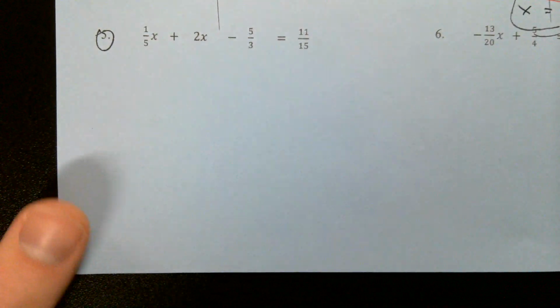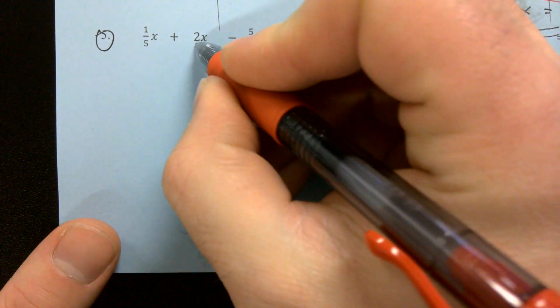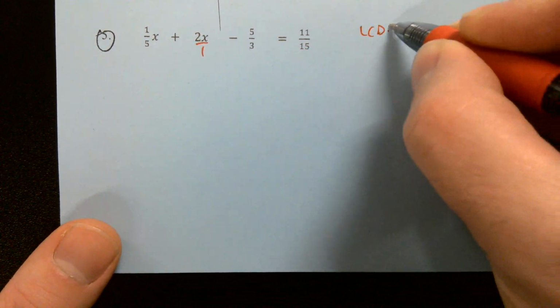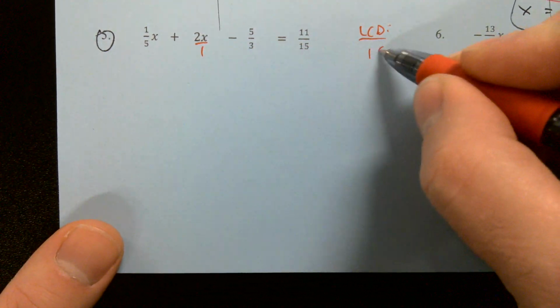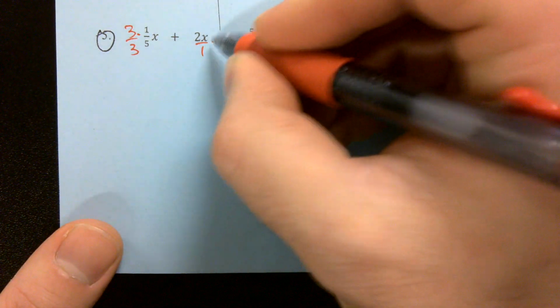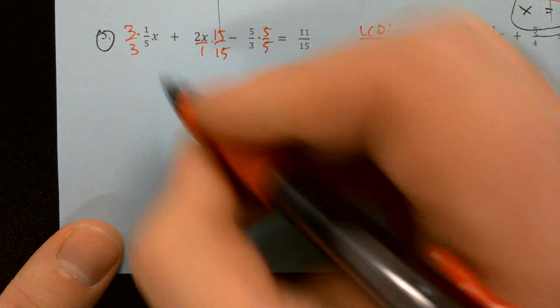Down to number 5. We're going to go through number 5 kind of quick so we can get started on what we need to do today. I put my 2x over 1. My LCD is going to be what in number 5? 15. I'm going to multiply my first term by 3 over 3, my next term by 15 over 15, my third term by 5 over 5.